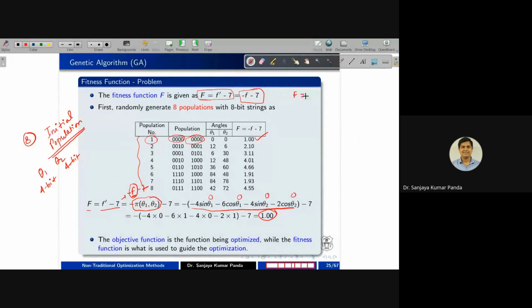F is equal to f dash minus 7. And f dash is equal to minus f minus 7. What is f? F is nothing but minus 4 sin theta 1 minus 6 cos theta 1 minus 4 sin theta 2 minus 2 cos theta 2 minus 7. Now, what is the theta 1 value? Theta 1 value is 0, 0, 1, 0. You see the 0, 0, 1, 0.